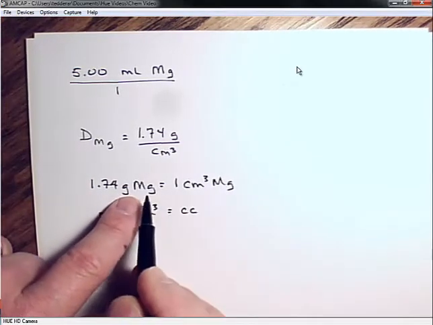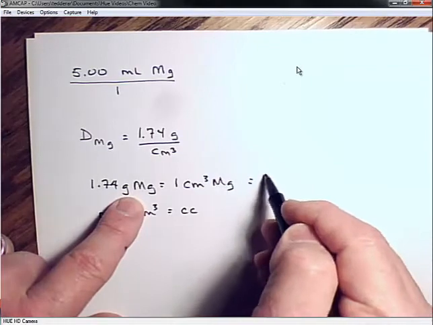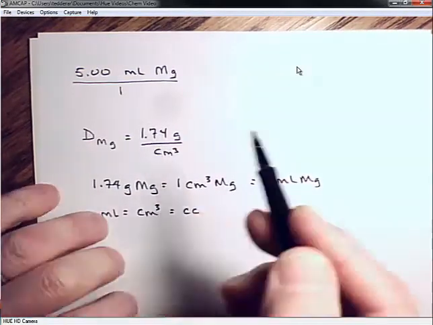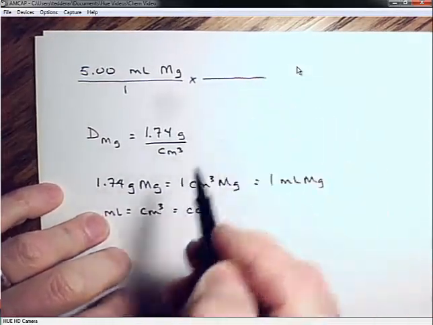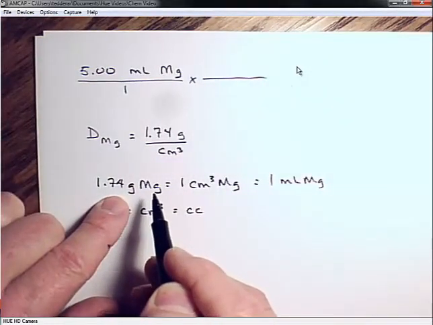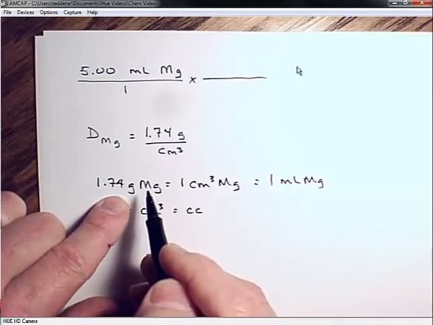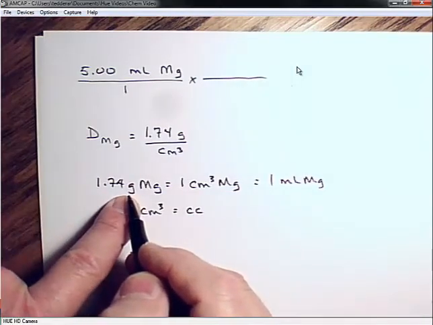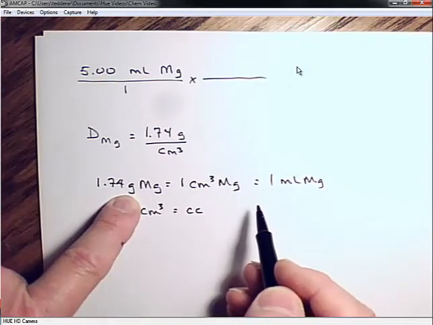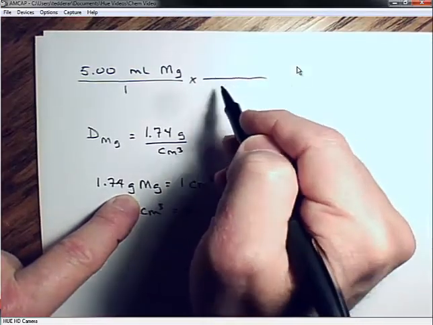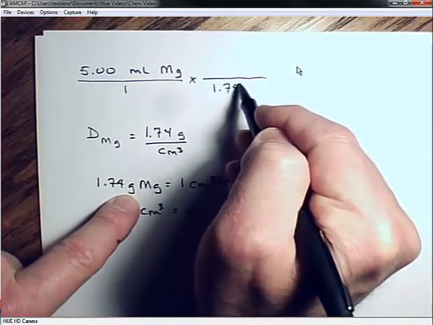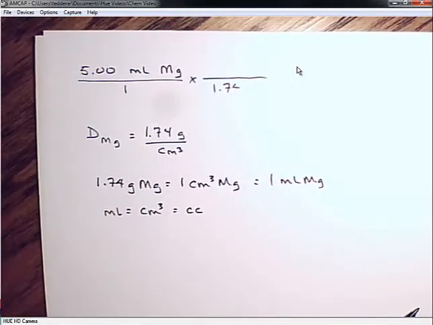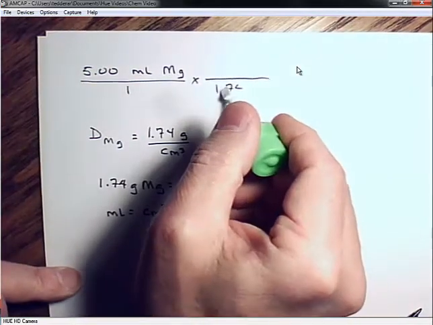So, if we have this, then because this is equal to 1 cubic centimeter, it's also equal to 1 milliliter of magnesium. Okay? So now I've got the equality statement I need. I can put this on the top because I'm trying to find the mass. This is what's the mass, and grams measures mass. Milliliters measures volume. All right? So I need to put 1 milliliter on the bottom because I got to match the units and species, top and bottom.